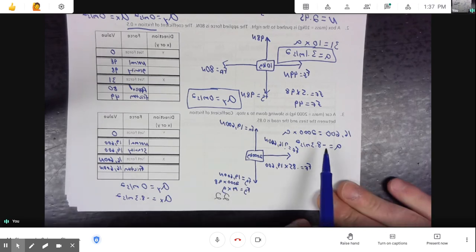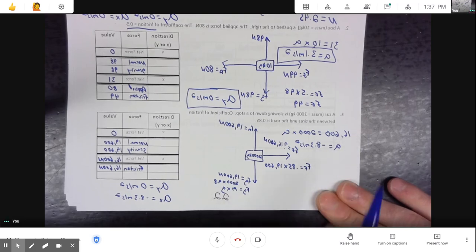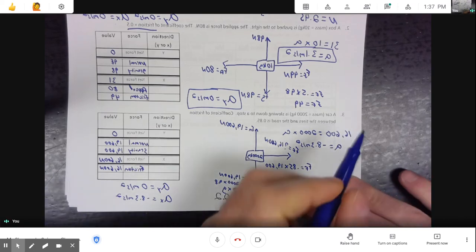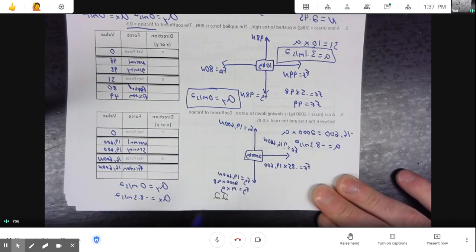Now, we could have made this work out to be negative if we would have made the 16,600 negative. I didn't. I decided to do it at the end since I knew that the car was going to be decelerating. But yeah, we could have easily made this a negative 16,600. And when you divide by a negative, of course, you get a negative number.